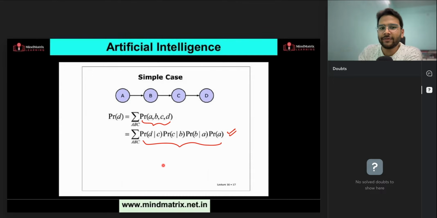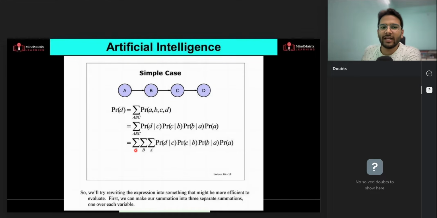So instead of writing this summation over A, B, and C, can I distribute it? Can I divide it into multiple summations? Yes, we can do. If we have summation over three variables A, B, and C, instead of that, can I write like this? Summation over C, then summation over B, then summation over A. Now you may be thinking, here it was A, B, C, this was the order, so why are we writing C, B, A? You will understand in some time why we are doing it. But for sure we can rewrite this one as this, correct?